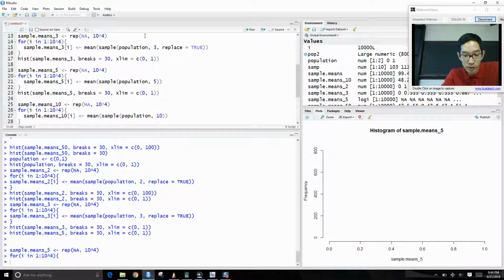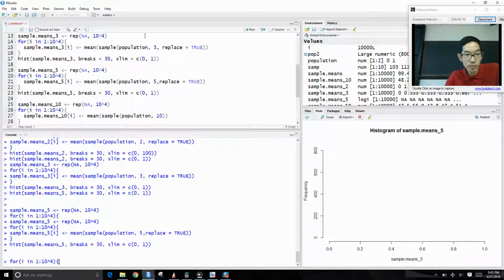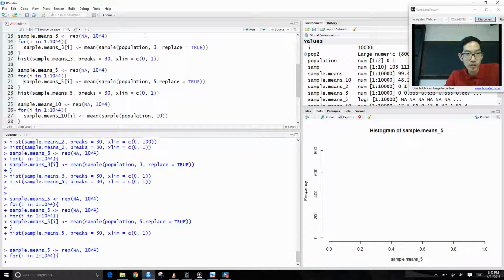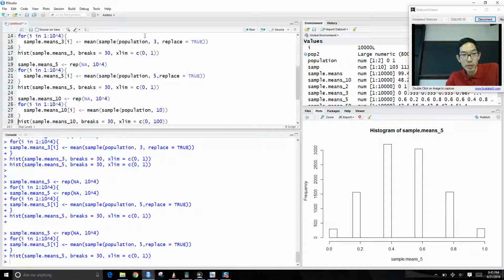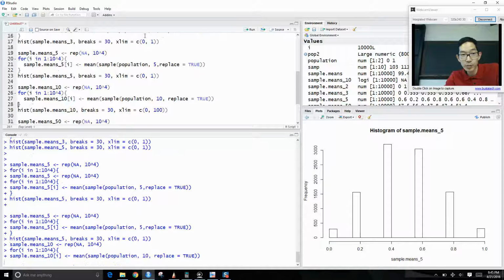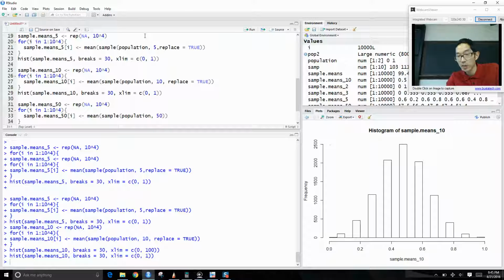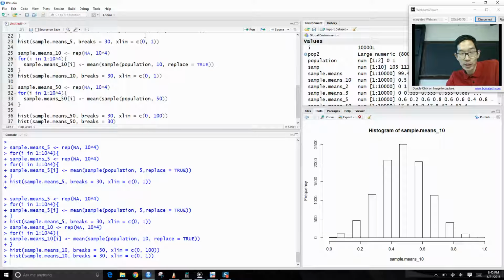I have to do replace is true. Okay, I did something wrong here. As I increase the number of trials, we can see that we get things that start to look more and more like the normal distribution, up to the point where essentially it becomes the normal distribution.